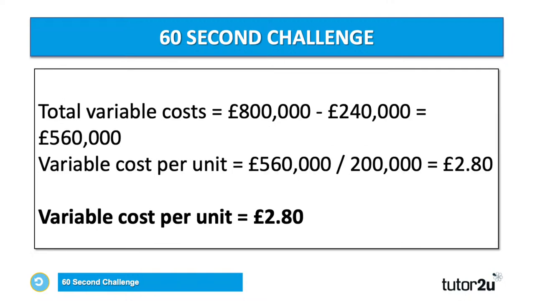So we need to find the total variable costs. We're told that total costs are 800,000. We're going to subtract the fixed costs from that, so take away the 240,000. That leaves us with £560,000. Okay, so if we're going on a per unit basis, we're going to divide those total variable costs by the number of units produced, 200,000, and that gives us our variable cost per unit of £2.80.